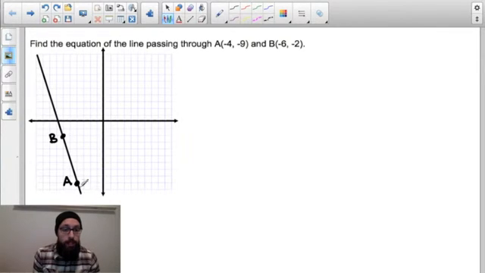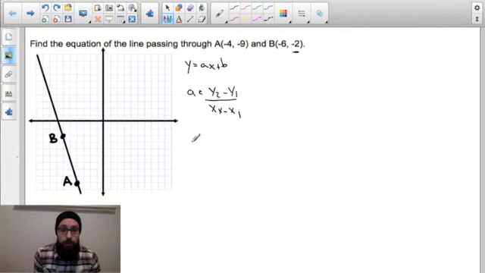The problem is we can't see where this line passes through our y-axis. So we have to use our rule. So we know that we're going to have to do y is equal to ax plus b. And now we know that a is equal to y2 minus y1 over x2 minus x1. Alright, so now let's pick our coordinates.